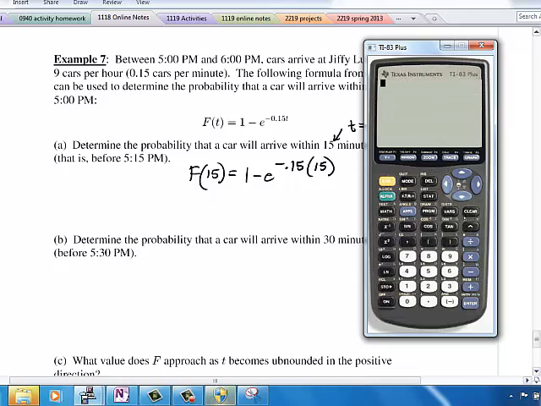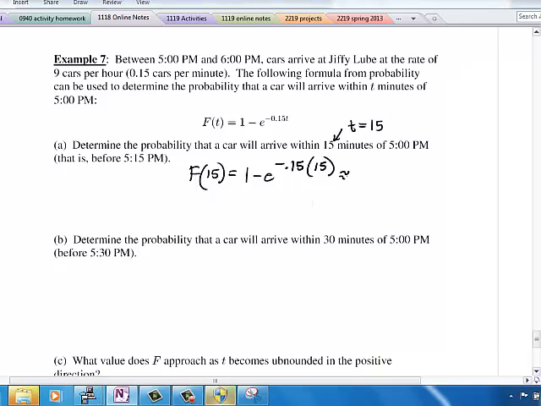So I'll do 1 minus e to the, and then we want to make sure we get all this in parentheses, so negative 0.15 times 15. So 0.8946, or 89.46%. So there's that percent chance that a car will arrive between 5 and 5:15.